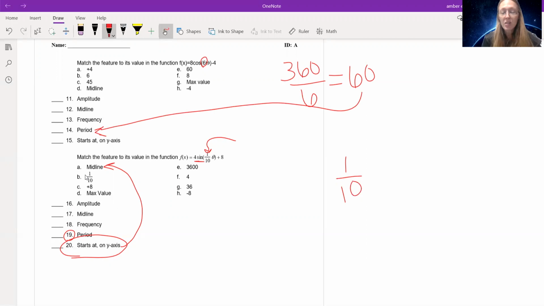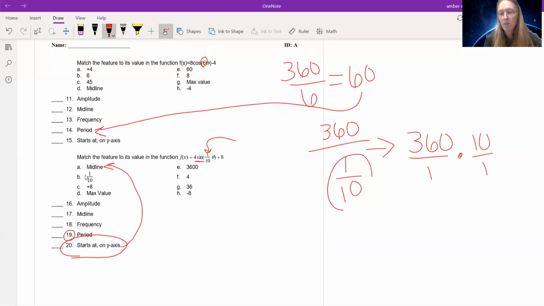Okay. It's the same idea here. We're still going to take 360 and divide it by 1/10, but that's a pain. So if you remember that when you divide by fractions, it is the same thing as multiplying by the reciprocal. So now it turns into 360 over 1 times 10 over 1 because we did the reciprocal of this. So then that turns into 3,600. That's what we want. Okay, that is our period.